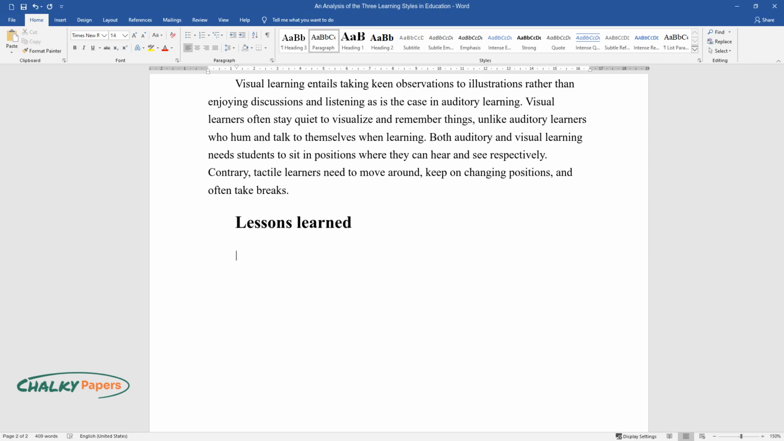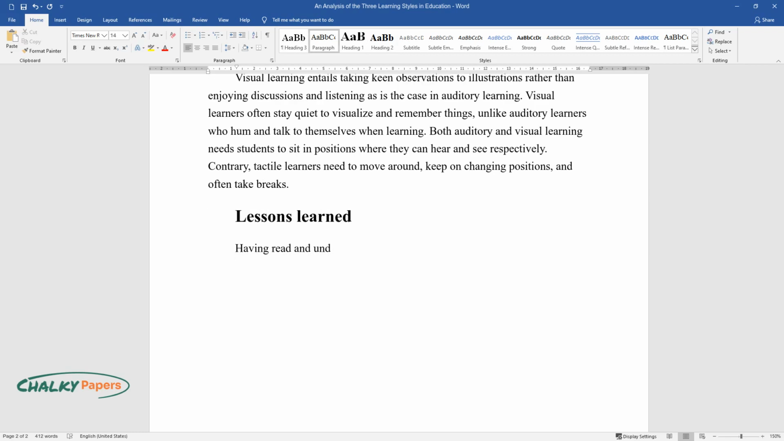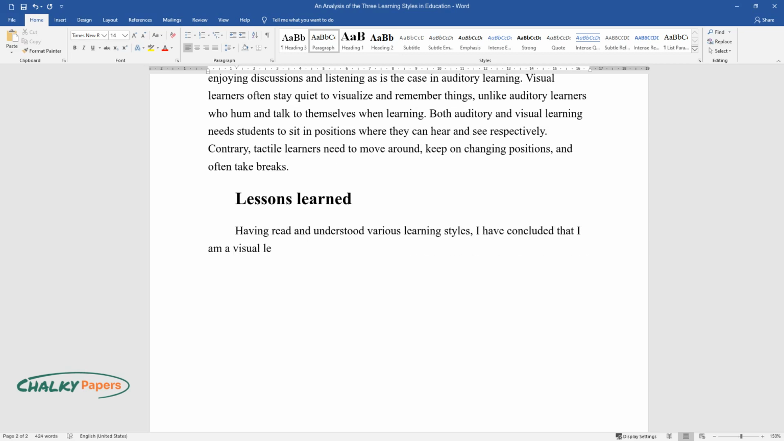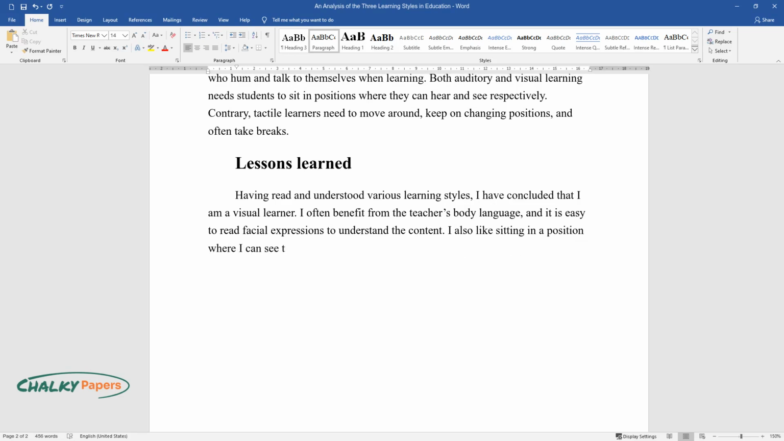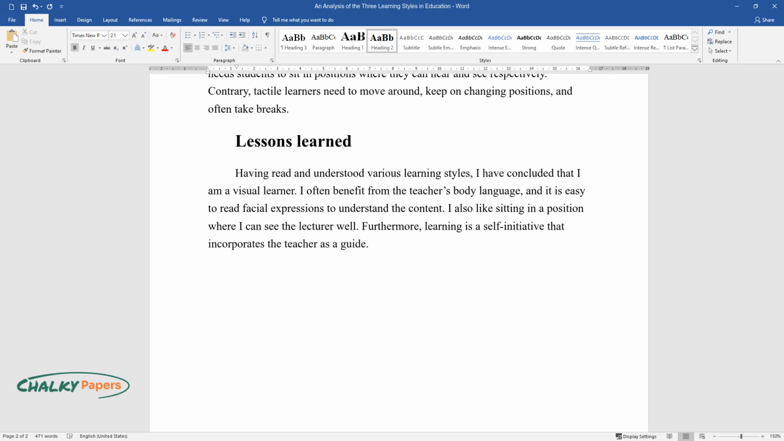Lessons learned. Having read and understood various learning styles, I have concluded that I am a visual learner. I often benefit from the teacher's body language, and it is easy to read facial expressions to understand the content. I also like sitting in a position where I can see the lecturer well. Furthermore, learning is a self-initiative that incorporates the teacher as a guide.